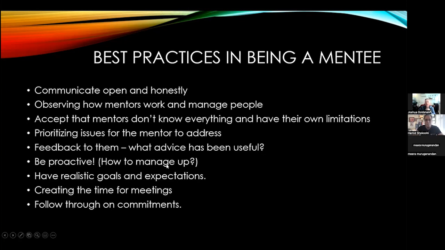Be proactive, how to manage up. There's books about this. I'm also happy to talk with you, but how to manage your boss is a known skill set that people study and write papers about. So let's see. Dr. Melniker says, 2 domains of mentorship: content expertise and process expertise. Both are essential. Totally agree.